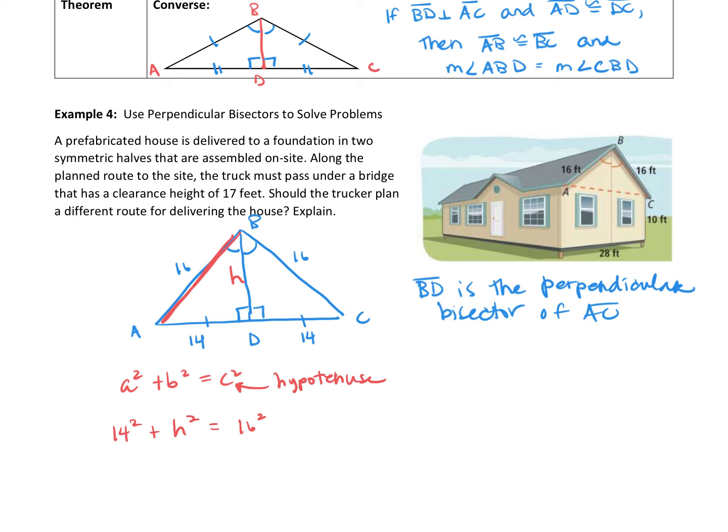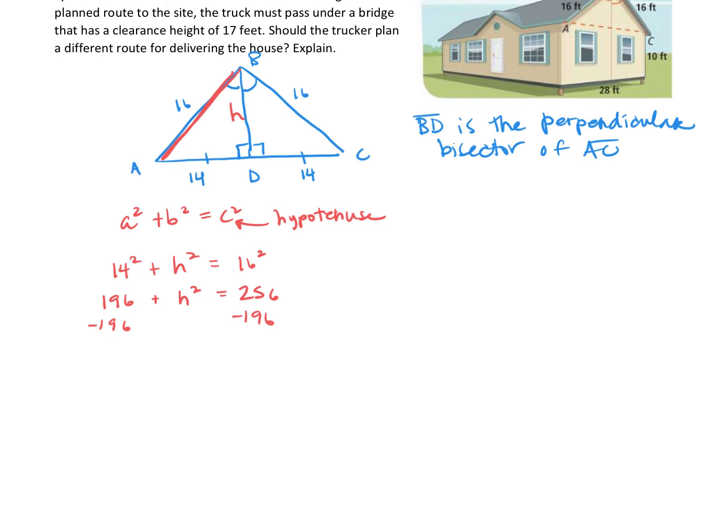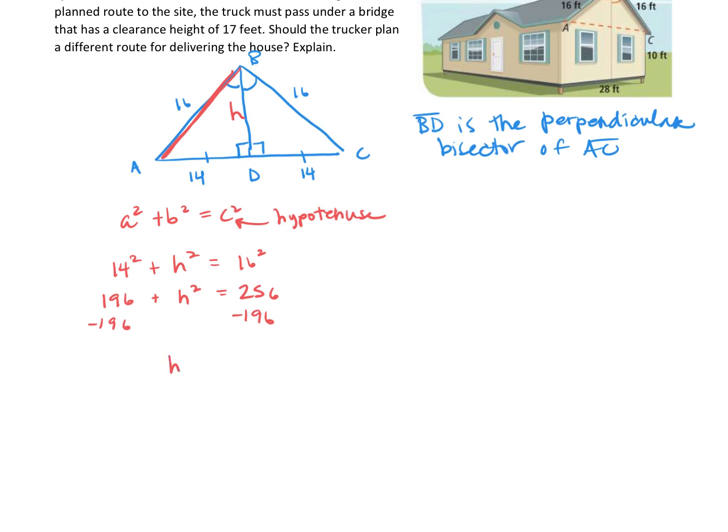So to simplify, let's just square everything. 14 squared is 196 plus our height squared, and 16 squared is 256. We want to solve for our height, so we will subtract 196 from both sides. Our height squared is equal to 60. To undo that squaring operation, we will square root both sides. And if you square root 60, it's equal to about 7.7. I'm doing some rounding. Maybe I'll use a squiggly for about 7.7.